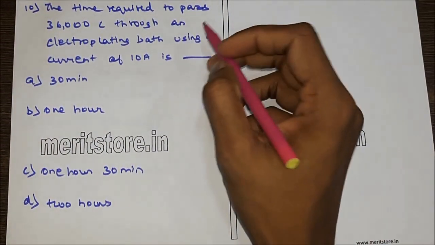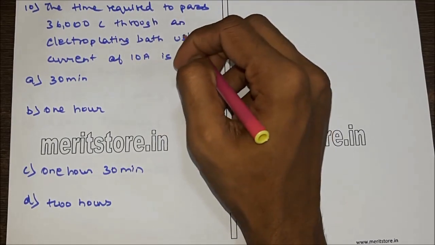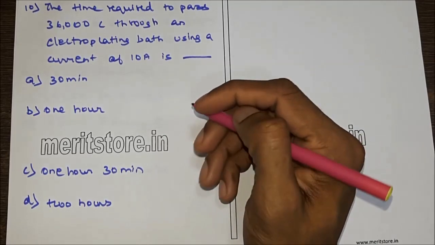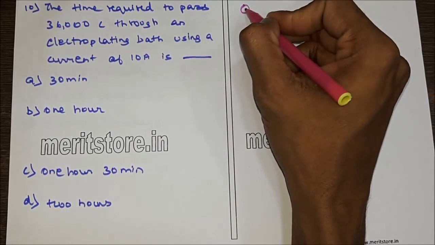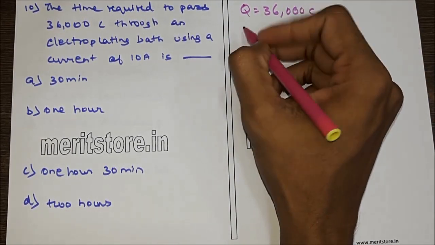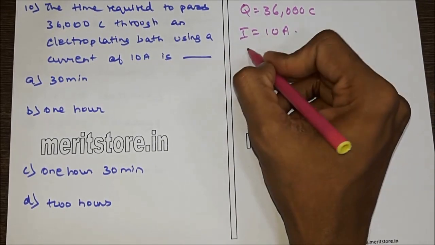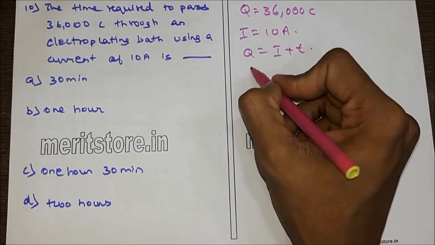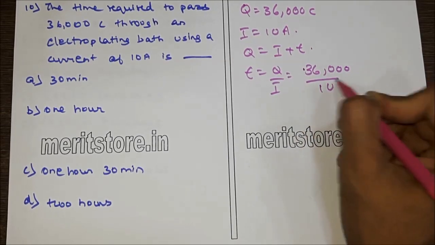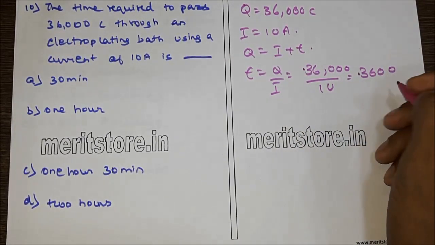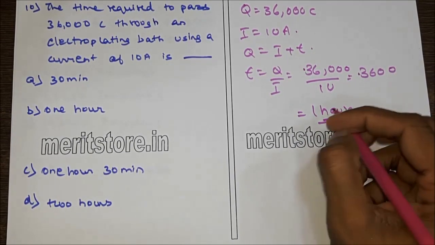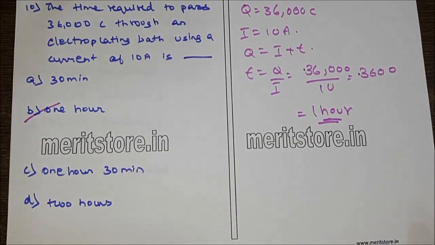Question 10. The time required to pass 36,000 coulomb through an electroplating bath using a current of 10 ampere is, we are given four options. We have Q given as 36,000 coulomb and I equal to 10 ampere. Therefore, we have Q is equal to I into T, where we can find T, which is equal to Q upon I. So that is 36,000 upon 10, which is equal to 3,600 seconds, that is nothing but 1 hour. We see our answer matches with option B. Therefore, option B is the correct answer.